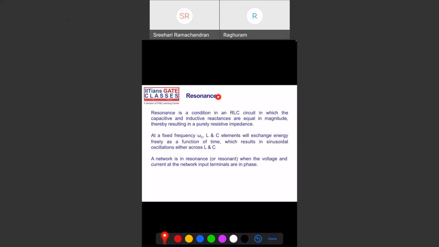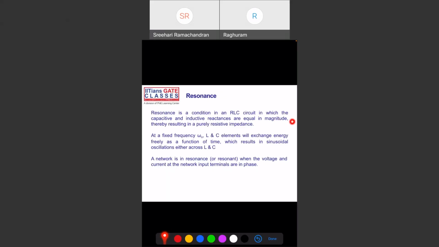Resonance is a condition in an RLC circuit in which the capacitive and inductive reactances are equal in magnitude, thereby resulting in purely resistive impedance. It happens only in RLC circuits. L and C elements should always be present. Minimum one L and one C should always be present. The equivalent capacitance and equivalent inductance are equal in magnitude.